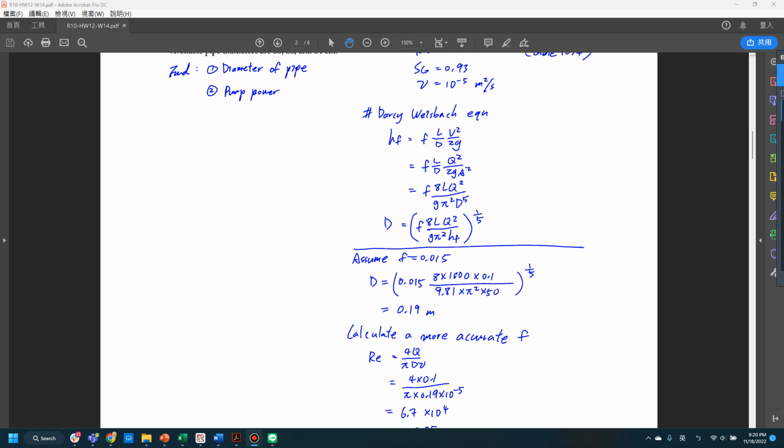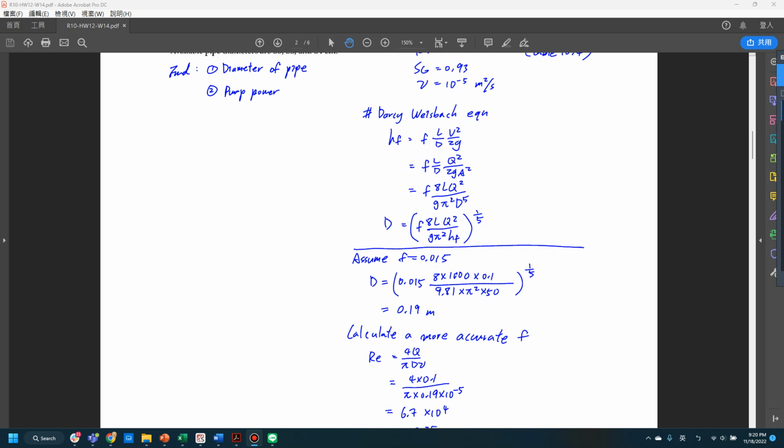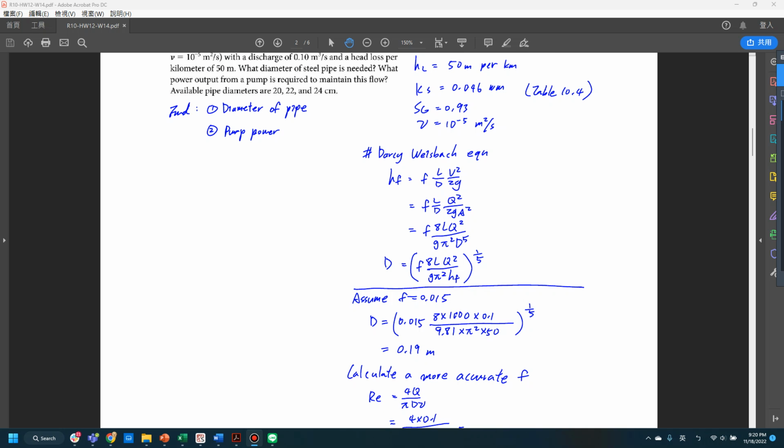First you can assume a factor f equal to 0.015. It doesn't matter which number you start with, you just pick a number, and then we can iterate and improve the accuracy of this factor f through the iteration process, and I will show you how. After you assume this factor f, you can plug it into the equation that we just derived in the previous step.